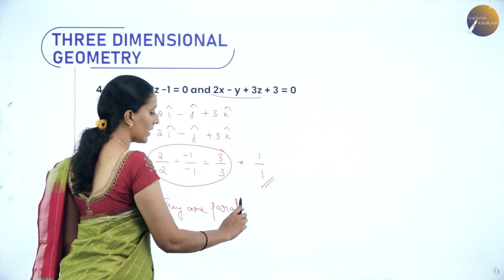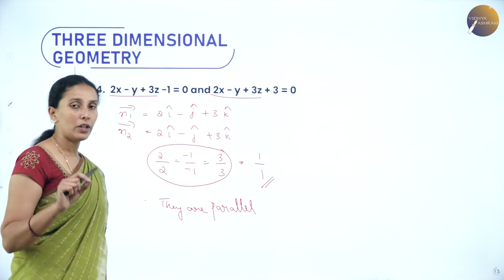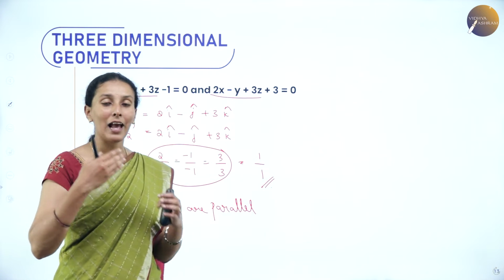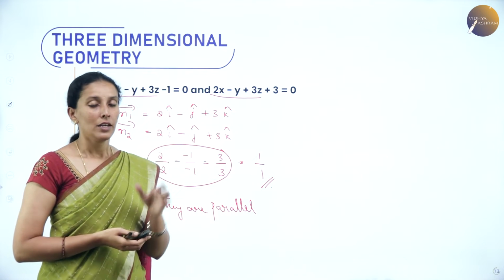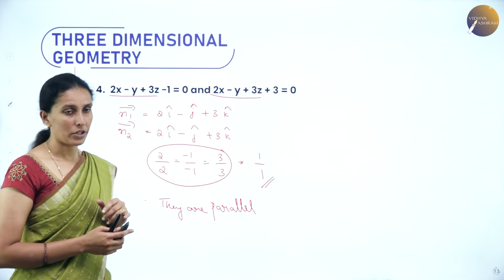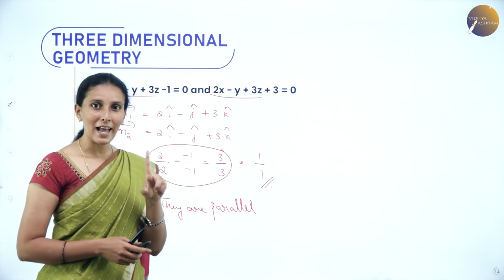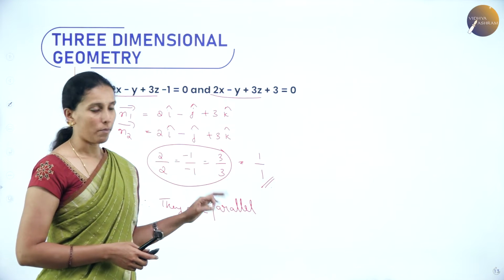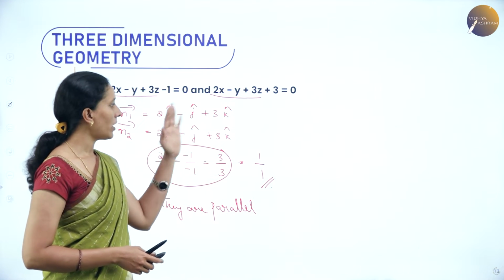We can clearly say they are parallel because we know that parallel planes have the same direction ratios. Since they have the same direction ratios, both the normals will have the same vector form. That is 2i minus j plus 3k.